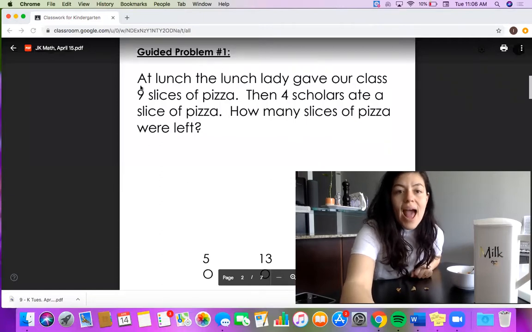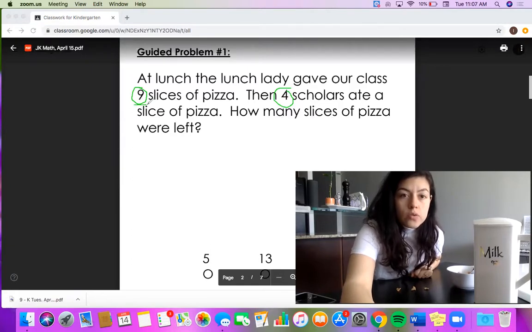Okay. At lunch, the lunch lady gave our class 9 slices of pizza. 9. Okay, so that's your first whole number. Then 4 scholars ate a slice of pizza. How many slices of pizza were left? Okay, so now we know that we start off with 9 slices.